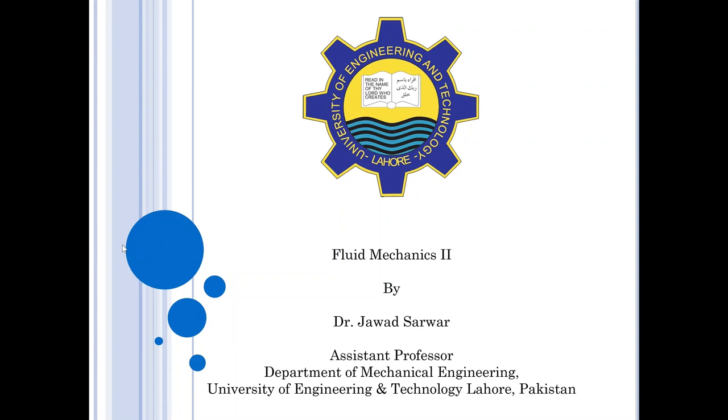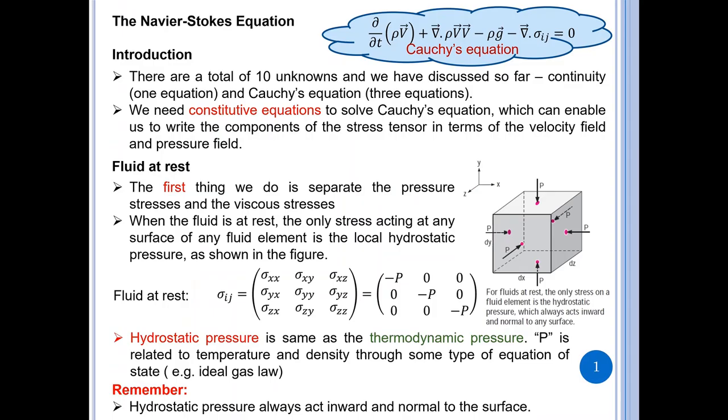Topic of today's discussion is Navier Stokes equation. So we have already discussed about Cauchy's equation. Cauchy's equation have total 10 unknowns, and we have discussed so far one continuity equation, and there are three equations of Cauchy's equation. So we need constitutive equations to solve Cauchy's equation.